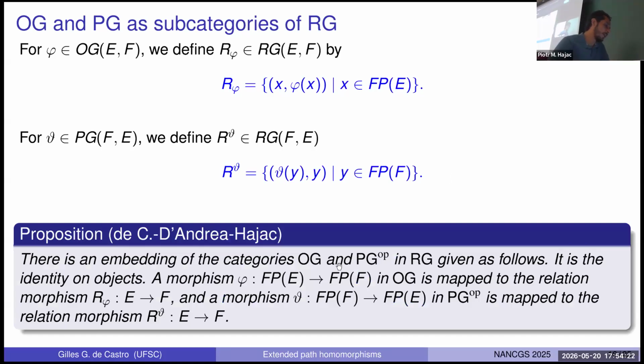And then we actually show that there's this invariant of categories in this set. Because for path homomorphism we are changing direction, it's going to be a contravariant functor. We actually have the opposite of the PG category as a subcategory of our relations. And as I said, the map phi is just equal to r phi, and the map theta goes to r theta. So this is in the right direction.